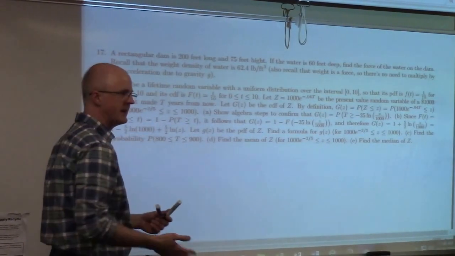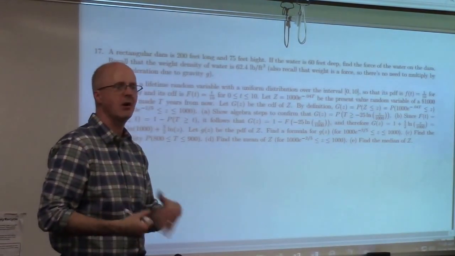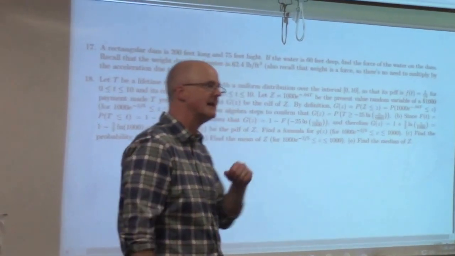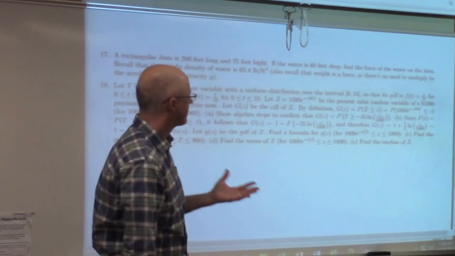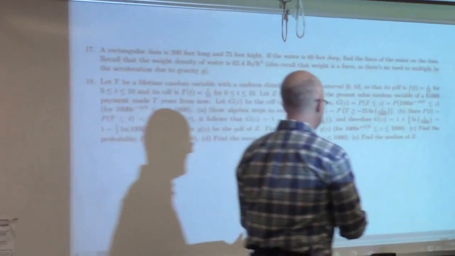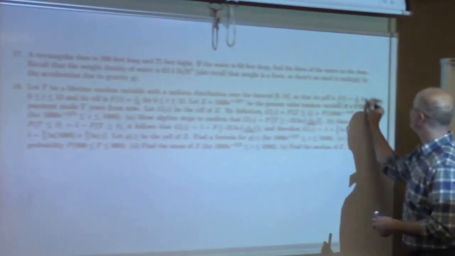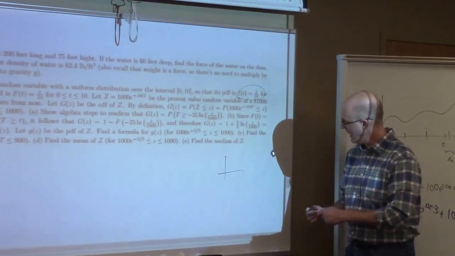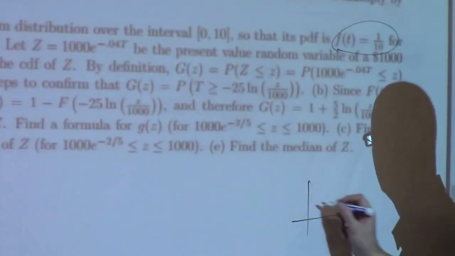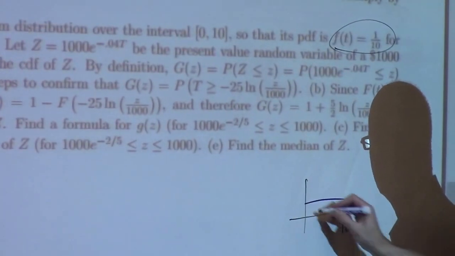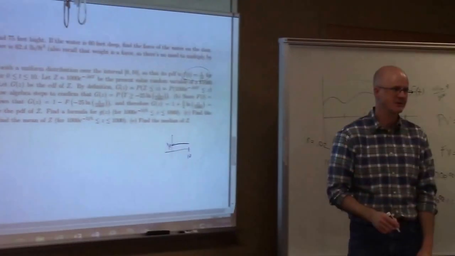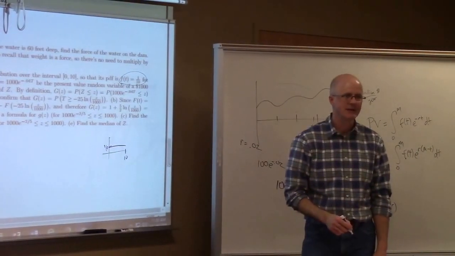T is the lifetime random variable. It's how long something lasts. How long a person lasts until they die, how long a washing machine lasts until it breaks, etc. I'm assuming it's got a uniform distribution. f of t is 1/10 for t between 0 and 10. That's its PDF, its density function, probability density function.